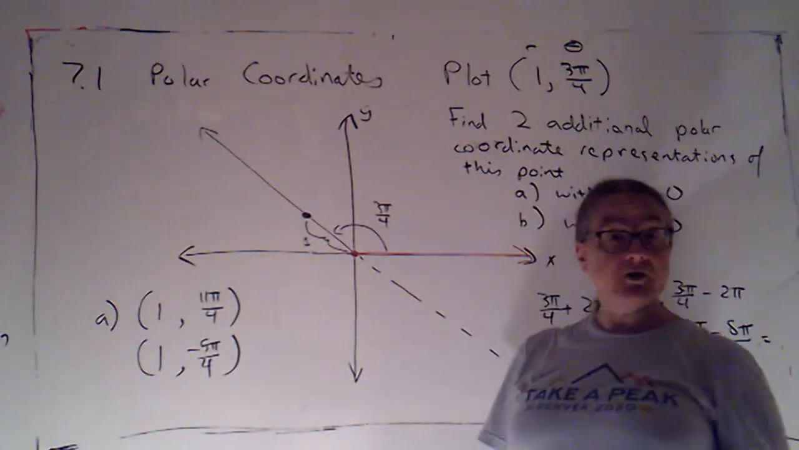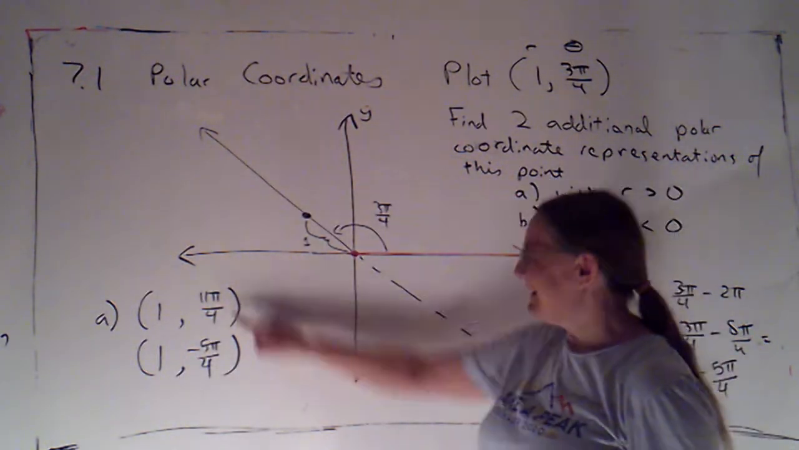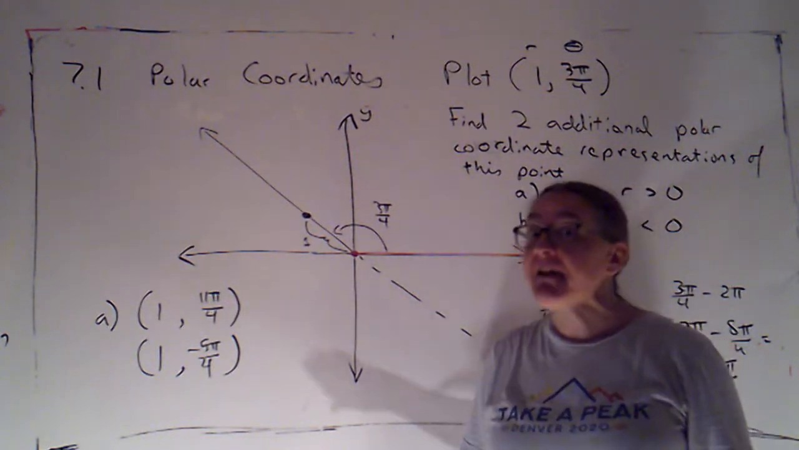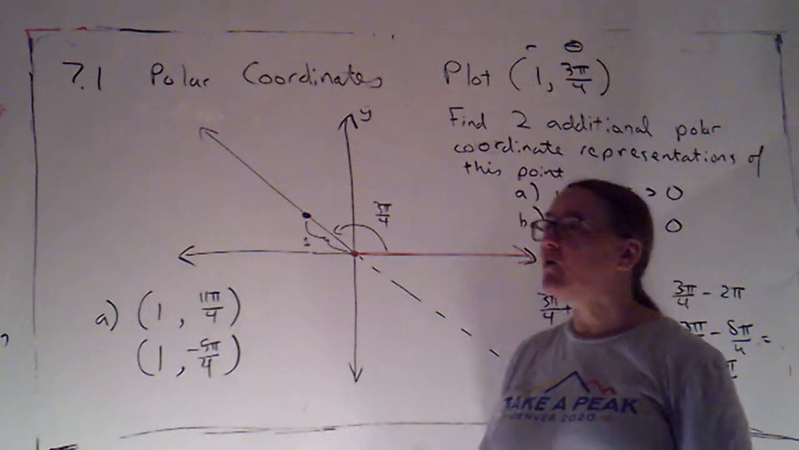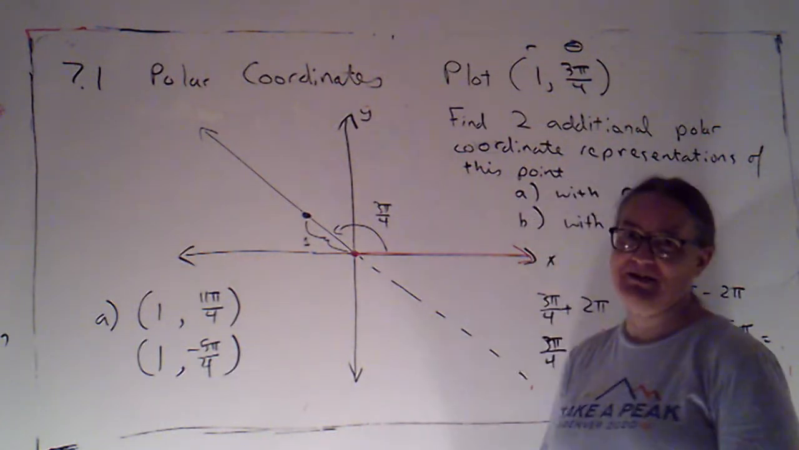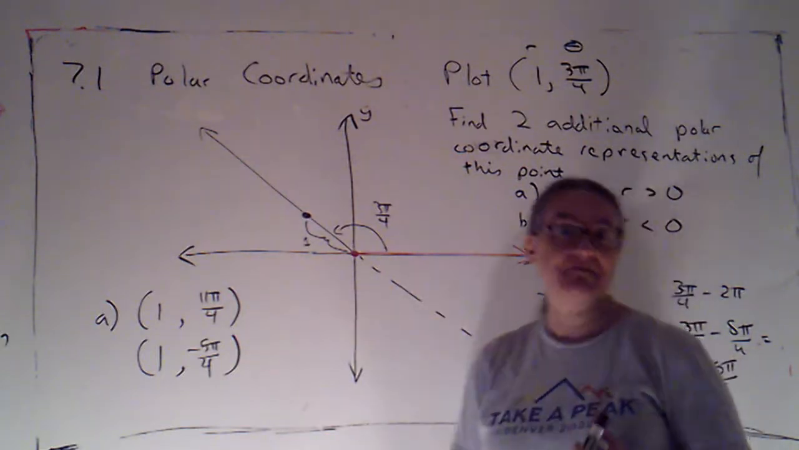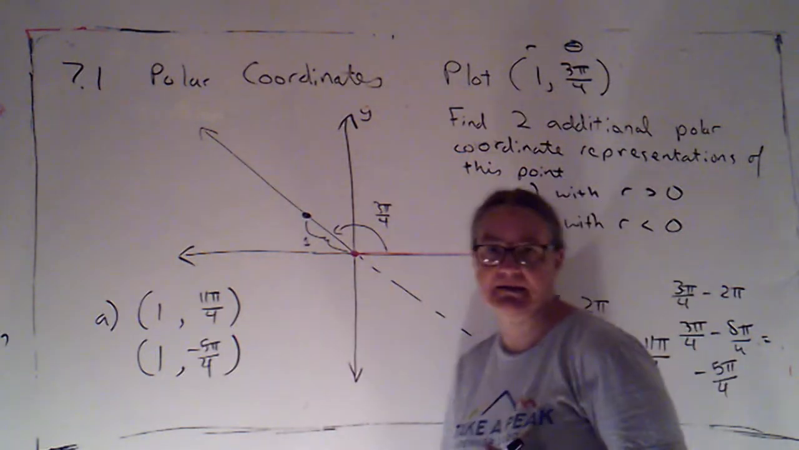Those are not the only 2 possible answers. Again, this could be 19 pi over 4. I could add 500 copies of 2 pi, or subtract 3,000 copies of 2 pi. I would have a coterminal angle. So there are infinitely many options here. These are just among the simplest.